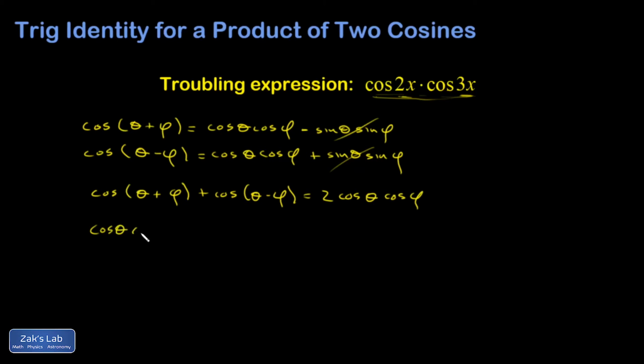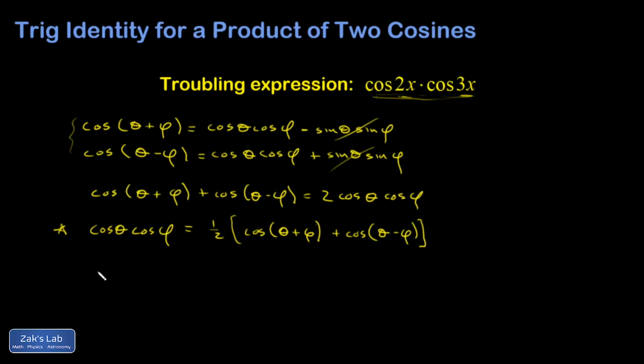And I have cosine theta cosine phi is 1/2 cosine of the sum of the two angles plus cosine of the difference of the two angles.